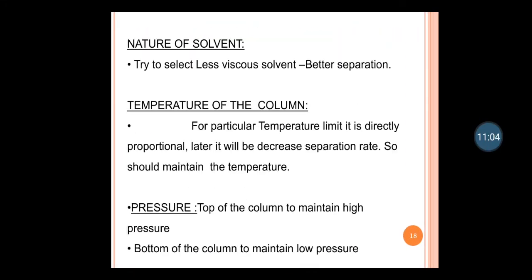The next factor is nature of solvent. Usually try to select a less viscous solvent to get better separation. The next factor is temperature of the column. Usually use the optimum temperature to get better separation. Pressure: keep the maximum pressure at the top of the column and minimum pressure at the bottom of the column.